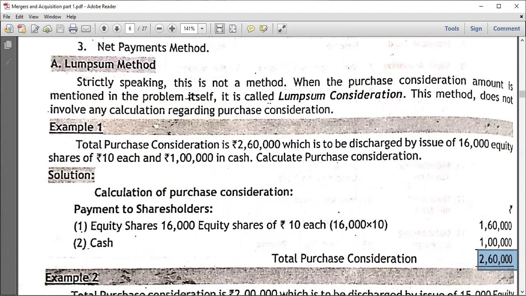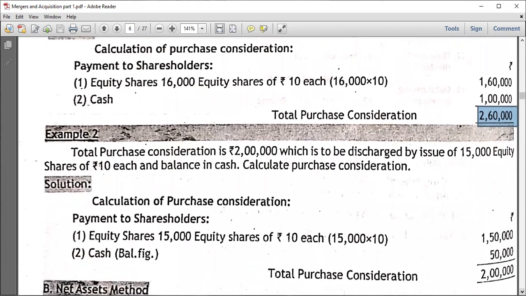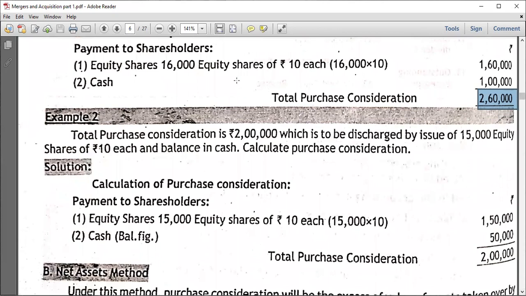This is lump sum method. In the lump sum method, they will only give you the purchase consideration in the question. Now we'll go to question number 2. Look at question number 2. The total purchase consideration is 2 lakh, which is to be discharged by issue of 15,000 equity shares of rupees 10 each and balance in cash. Look at here, the total amount is 2 lakh. They have given 15,000 equity shares of rupees 10 each, and the balance needs to be paid in cash.